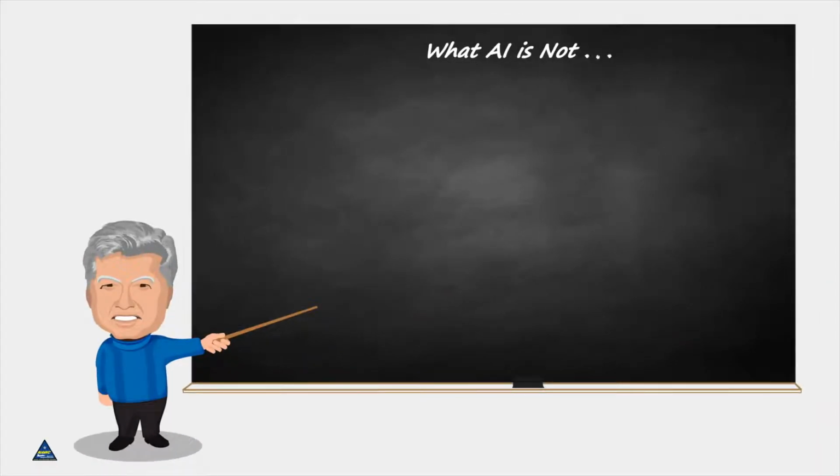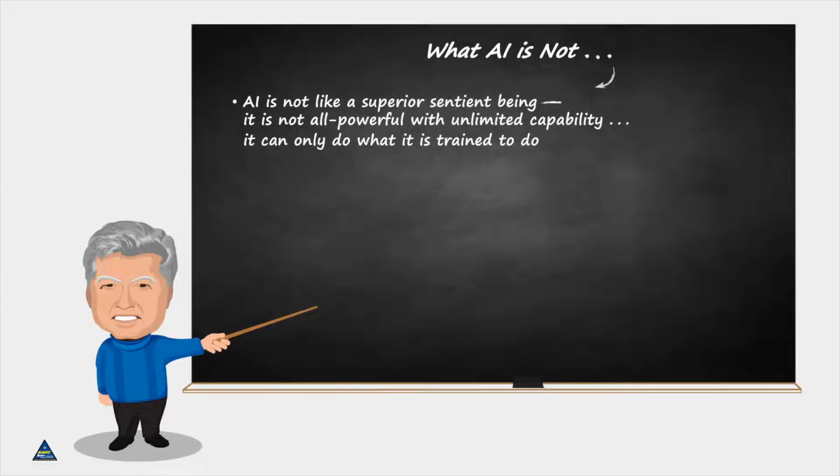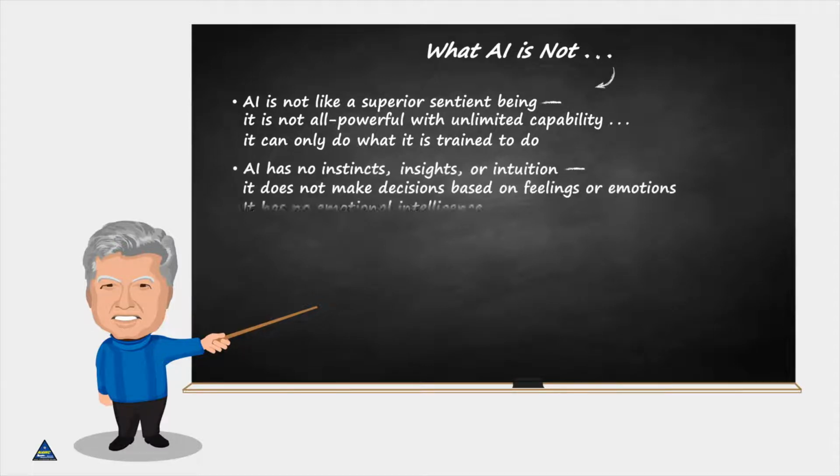What AI is not? Well, it's not Terminator, it's not any of the things you see in the movies. It's not a superior sentient being, it's not all-powerful with unlimited capability. It can only do what you train it to do, and honestly, you can't even train it to do some of those things you see in the movie. Not yet. It has no instincts, insights, intuition. It has none of that.